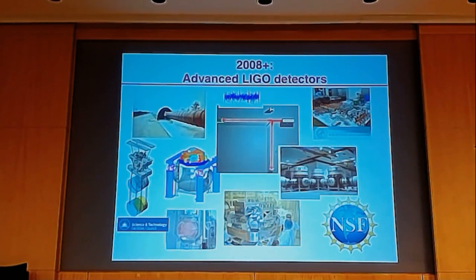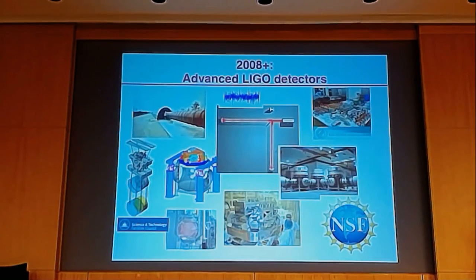The lasers travel in vacuum 4 kilometers. These are ultra high vacuum tubes inside a concrete enclosure, which protects the vacuum system from brush fires that have occurred in Washington, hurricanes in Louisiana, high winds in Washington, and cars crashing, which happened in Hanford. So we've had all of that. Bullets in Louisiana, all of that.